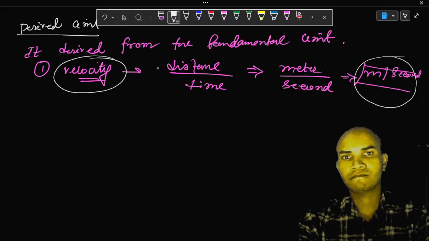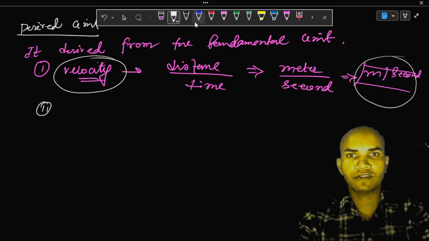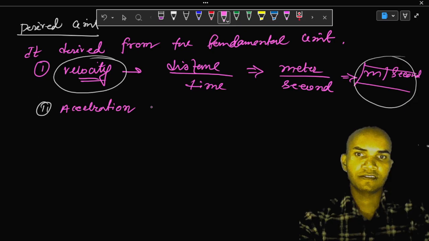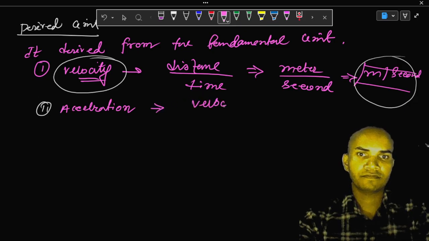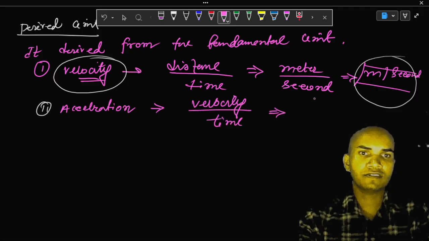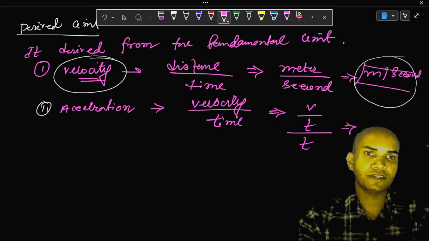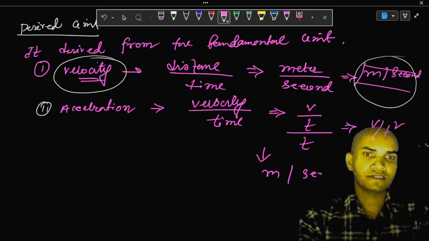Second is acceleration. Acceleration is velocity by time. We found that velocity is v by t, so acceleration is v by t square, which means meter per second square.